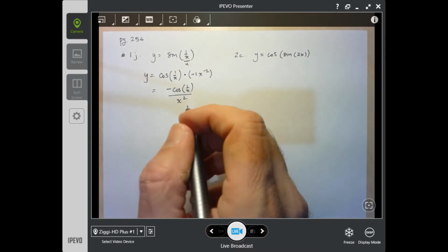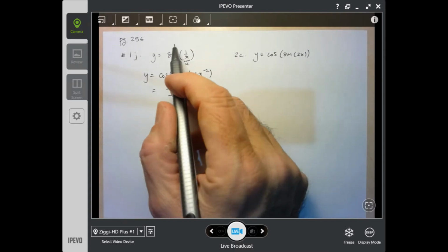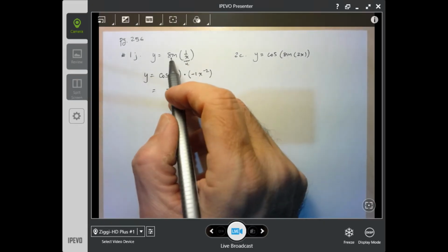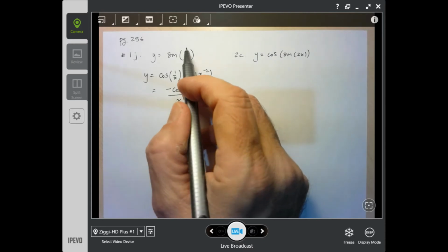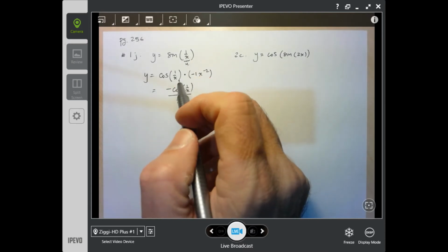Okay, so again, first is to recognize that you need to use the chain rule, and then to take the derivative of the exterior function, in this case your sine, which is cosine, and then the derivative of the inside function, so derivative of 1 over x.